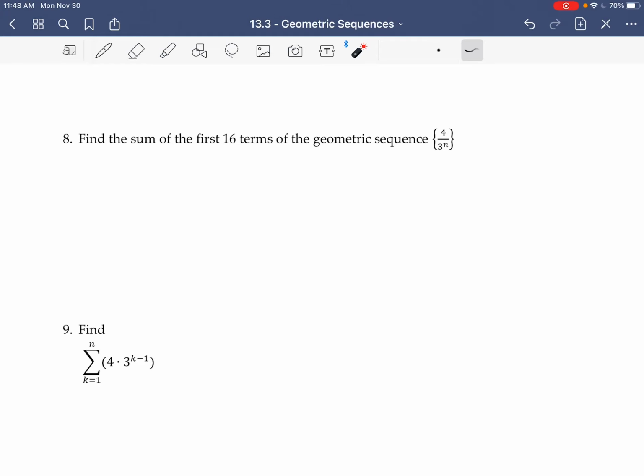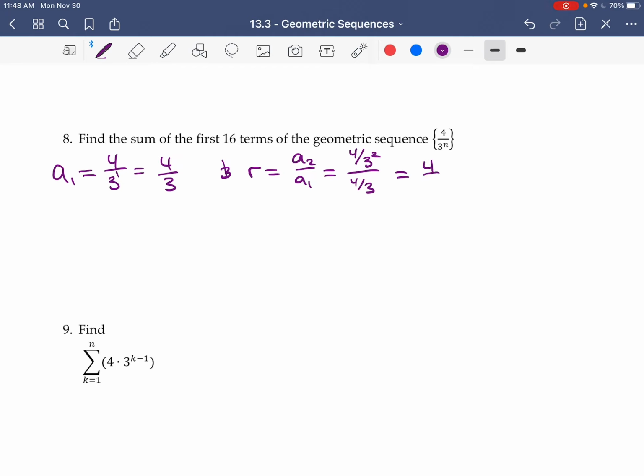Okay, now we did see this one before. So for this sequence, a1 is going to be 4 over 3 to the 1, so 4/3. Okay, and the r is going to be a2 over a1, and a2 is 4 over 3 squared, over 4 over 3. So that's 4 over 9 times 3 over 4. The 4's cancel out. So it's 3 over 9, which is 1/3. Okay, so my first term is 4/3.